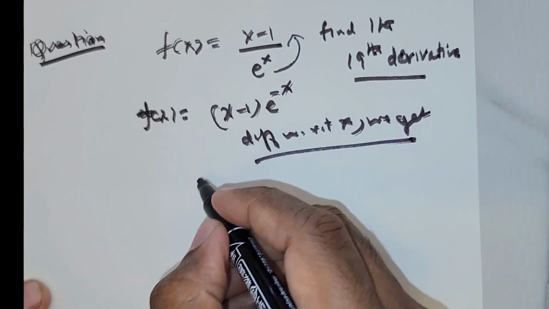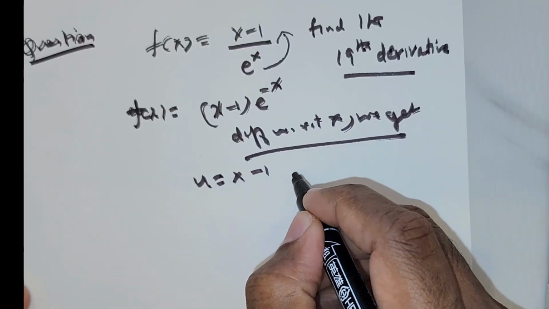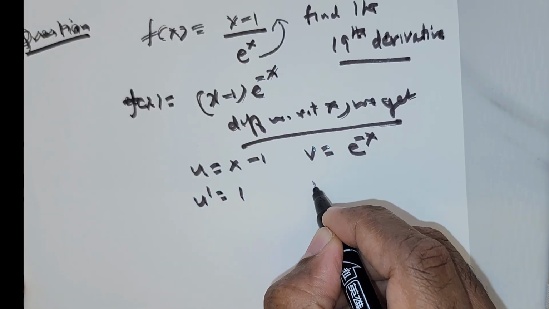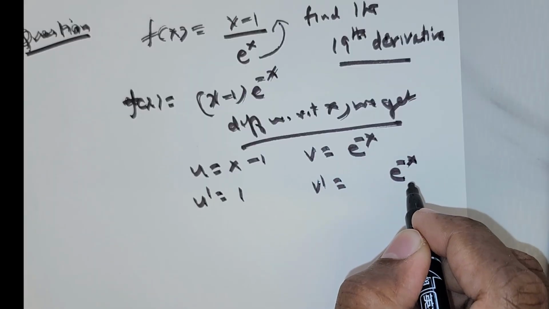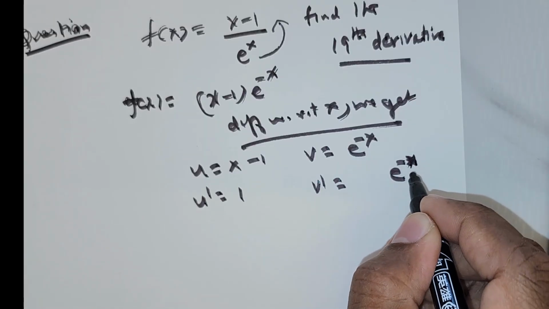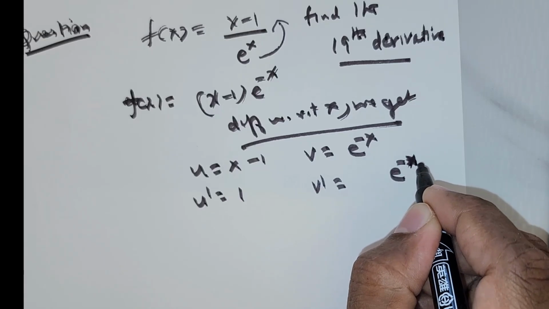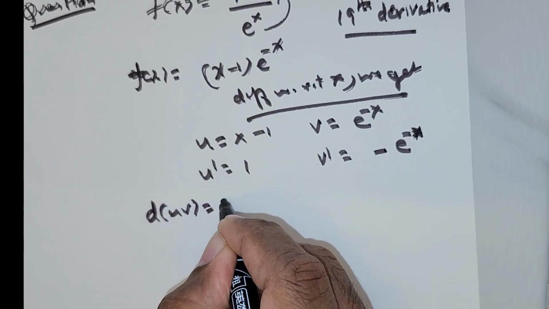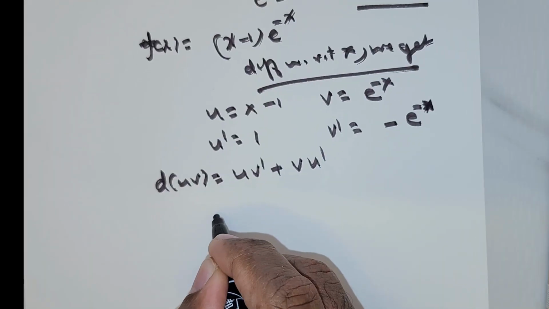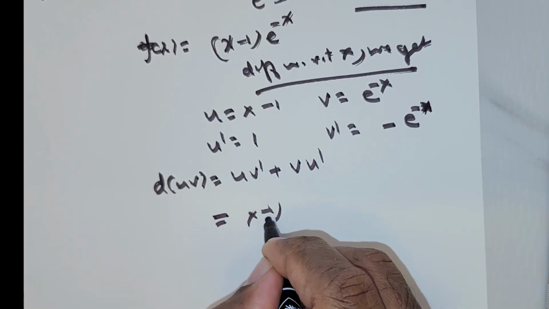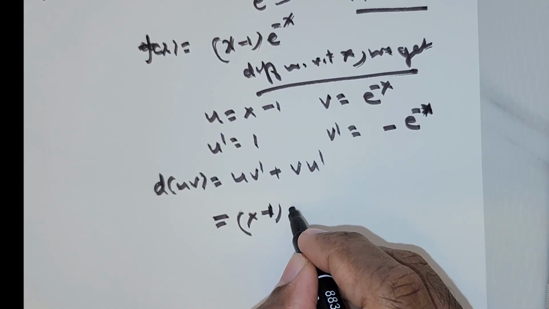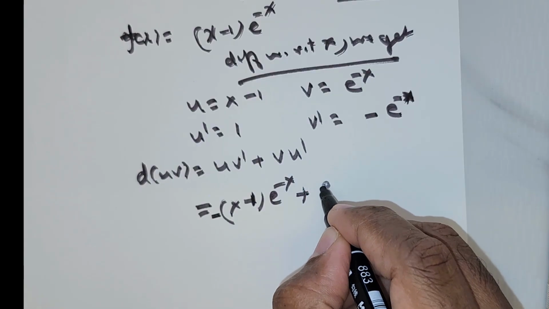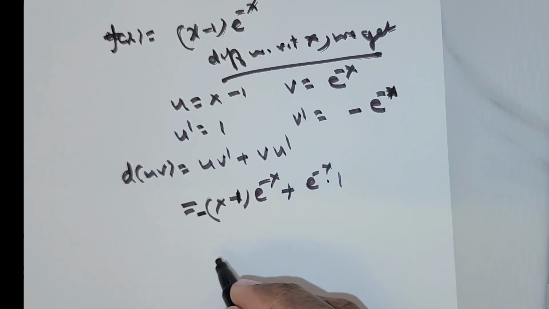Now this is of the form uv. I'm going to take u equal to x − 1 and v equal to e raised to the power of negative x. So u dash is going to be 1, and v dash is e raised to the power of negative x multiplied with the differentiation of negative x, that's negative 1. So d of uv is u times v dash plus v times u dash. My u is x − 1 and my v dash is e raised to the power of negative x with a negative sign, followed by v, which is e raised to the power of negative x, and my u dash is 1.